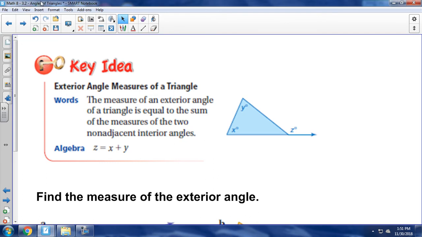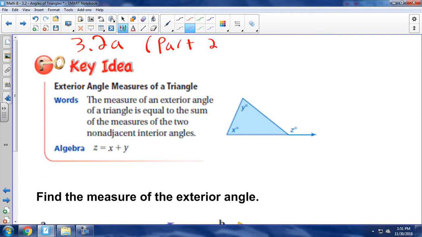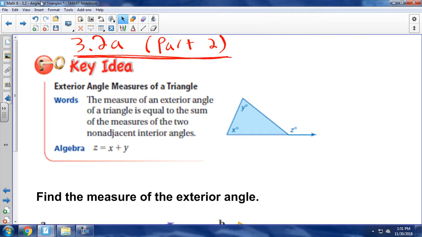Okay, so this video is titled 3.2a Part 2, because your notes should still say 3.2a at the top of them. This is just a continuation of the last video where we talked about interior angles of a triangle. Now we're going to talk a little bit about exterior angles of a triangle. The triangle's on the outside.